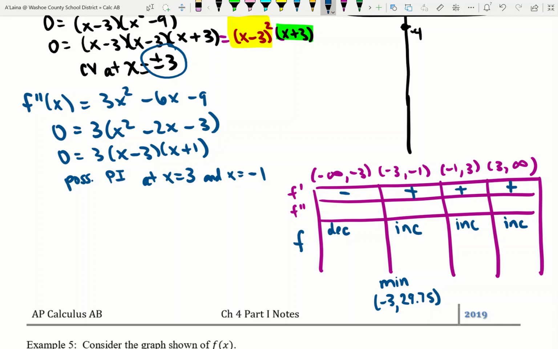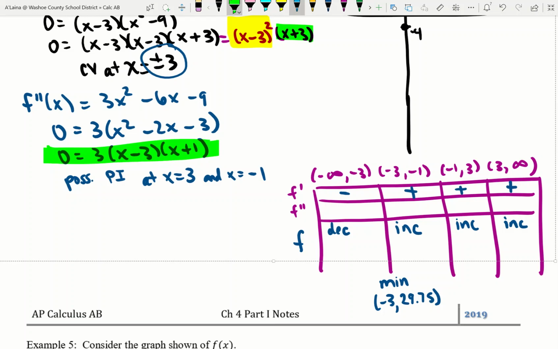All right, the second derivative. And the factored form is going to be way more useful. Sometimes kids try to use the original form. Factored form is where you want to go. So if I pick something to the left of negative 3, I will have a positive times a negative times another negative, which is positive. And so I will be concave up.